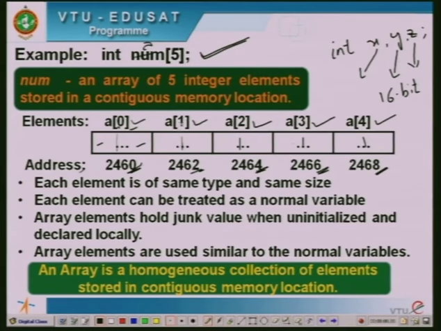num 1, or a1 what I am calling here, is stored in location 2462, a of 2 is stored in the location 2464, a of 3 is stored in 2466, and a of 4 is stored in 2468. Right. Now here we can note that each element is of the same type and same size. So that's what we have seen.